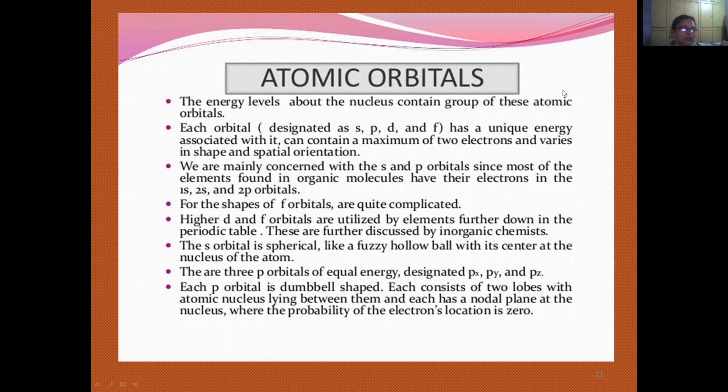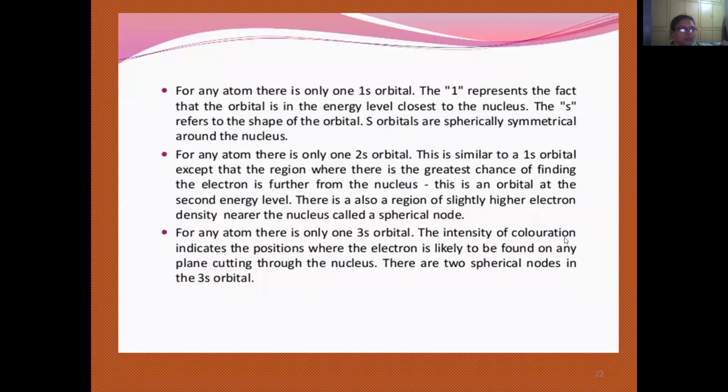Atomic orbitals: the energy levels about the nucleus contain groups of these atomic orbitals, that is s, p, d, f. Each orbital is named as s, p, d and f. You can see the shapes of these orbitals and how they are represented.